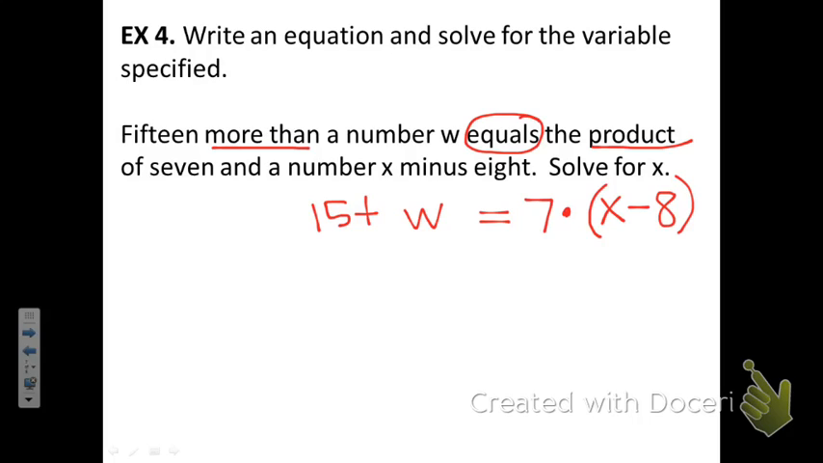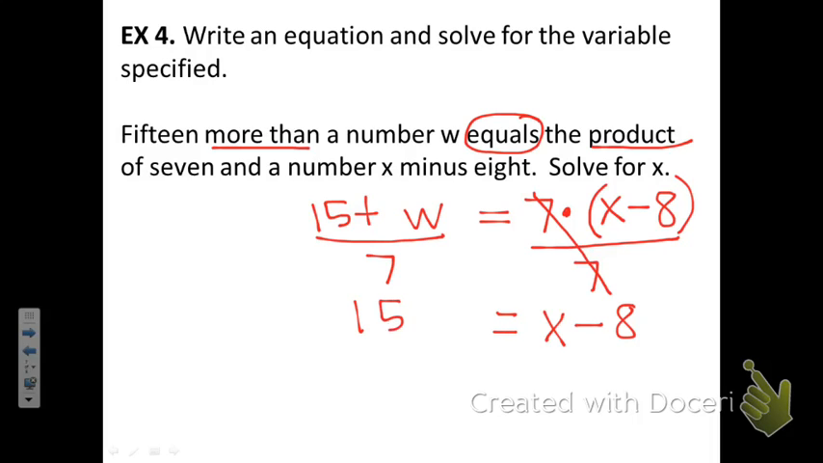To solve for x, I would get rid of that 7 right now. To get rid of that 7, we're going to do the opposite of what's happening. It's multiplying, so we're going to divide both sides by 7. When we divide by 7, these numbers divide out. And you're left with x minus 8 here. On the left side, 15 plus w, divided by 7.